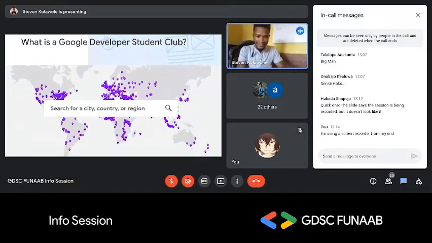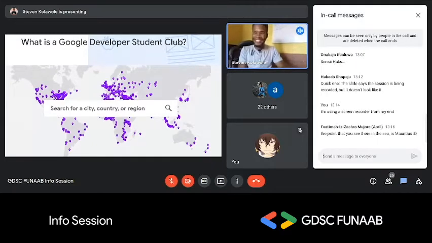And then you can see this part, and this is where most of the Nigerian GDSC Google Developer Student Clubs are clustered, right? And I'm proud to say that we have some of the GDSCs in the world, in Africa, in Nigeria, and a very high performing one at that.